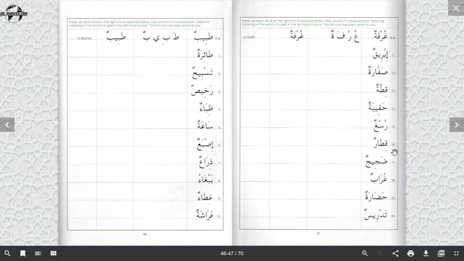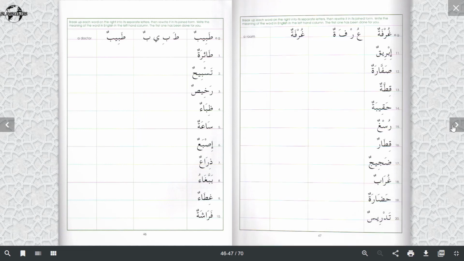A train. Number 17. Dajijun. A noise or din. Number 18. Ghurabun. A crow. Number 19. Hadaratun. Civilization. And number 20. Tadrisun. Teaching.